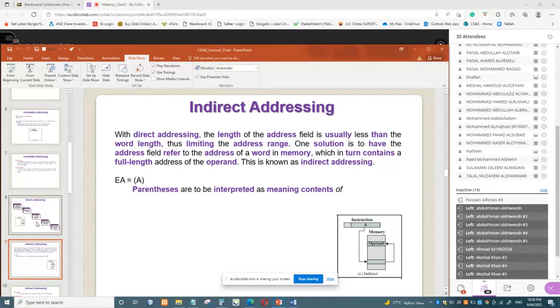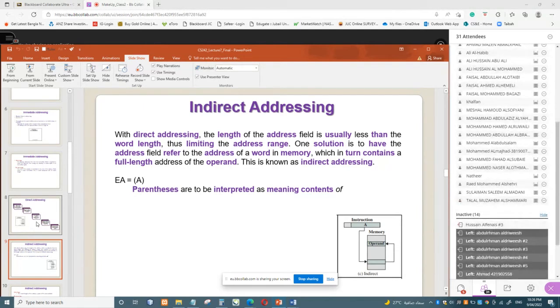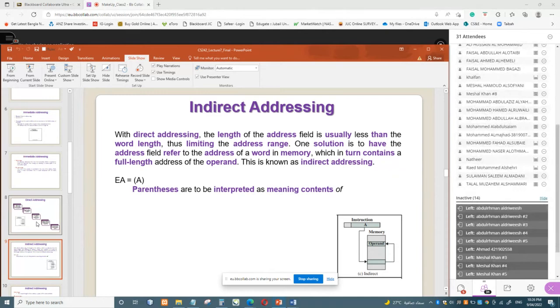Now, for us as programmers or as students of computer science, we'll always refer to the effective address. That means whenever we say one of the operands is in a register, that is our effective address. When we say this is the address of the memory location, that is our effective address. But the actual address, the physical address, will be converted from the effective address by the MMU.